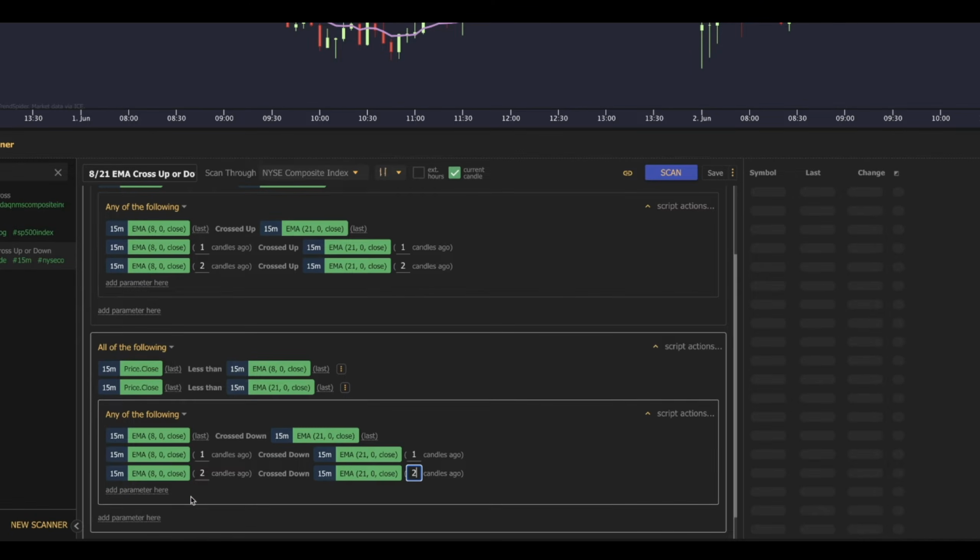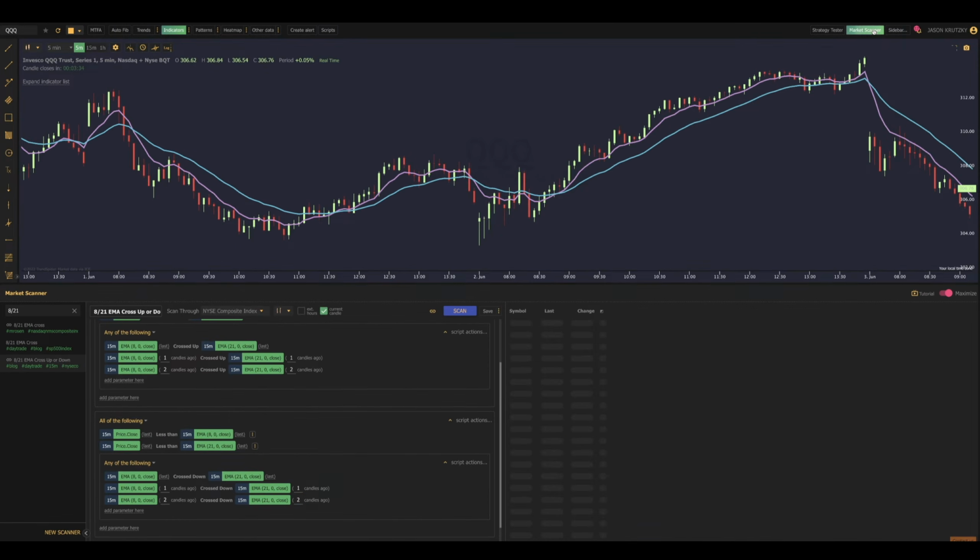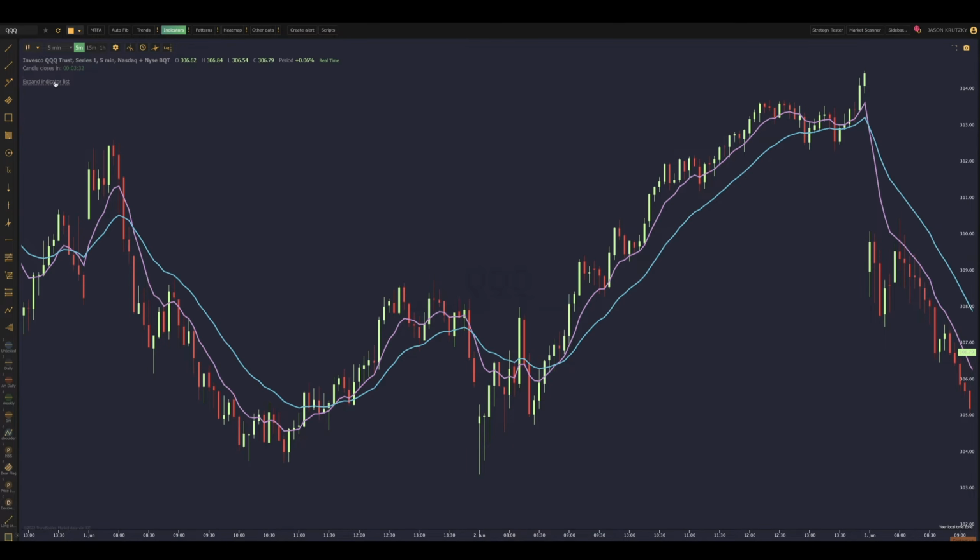For the bearish setup, that's going to be this condition group here, price close less than the 8, price close less than the 21, and the 8 has crossed down on the 21, either on the current candle, 1 candle ago, or 2 candles ago. So this is the scanner that's going to find either of these bullish or bearish setups. Let's take a look at the setups on the chart.